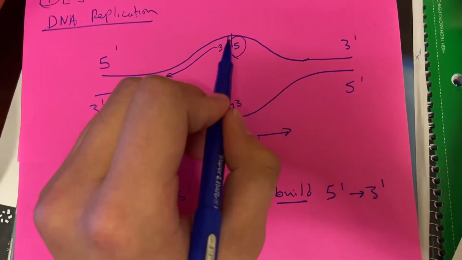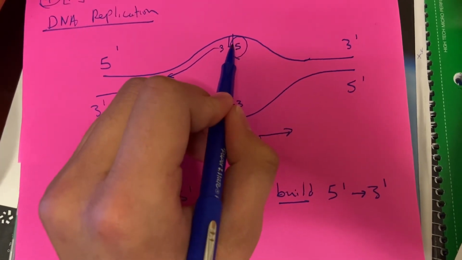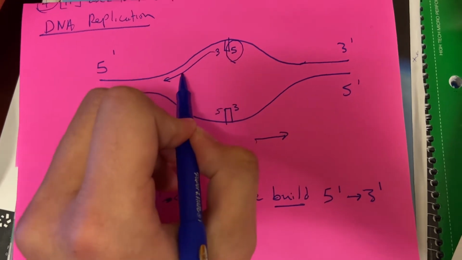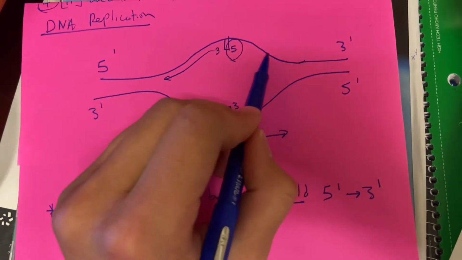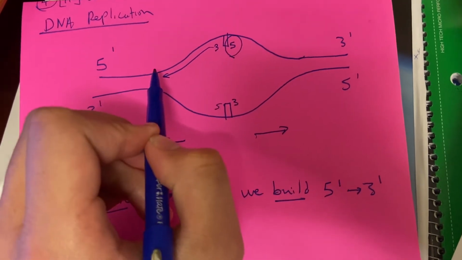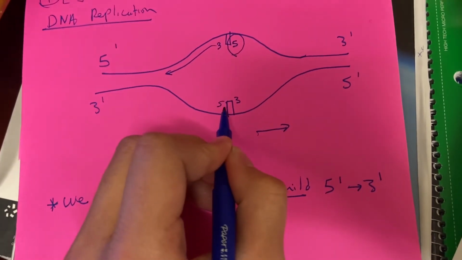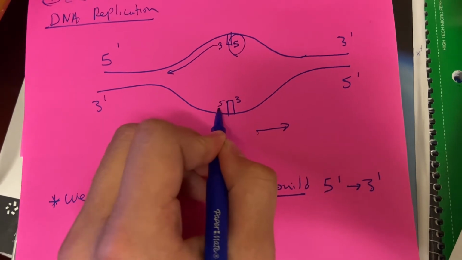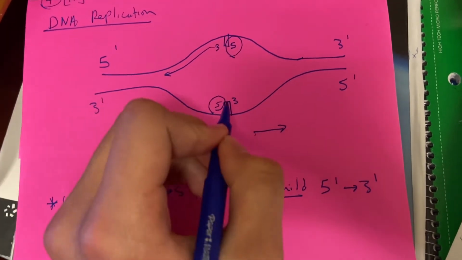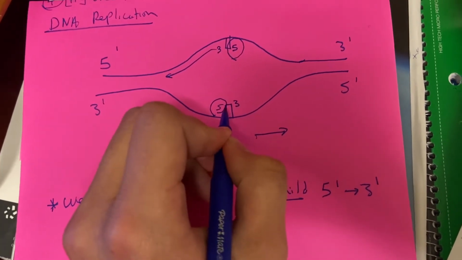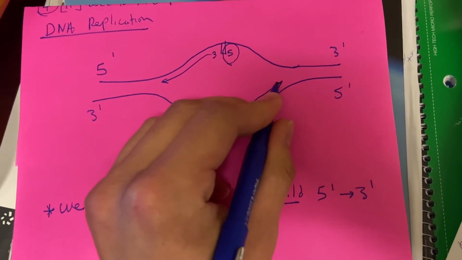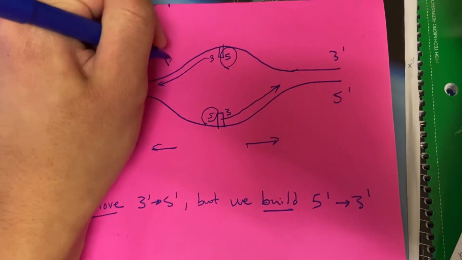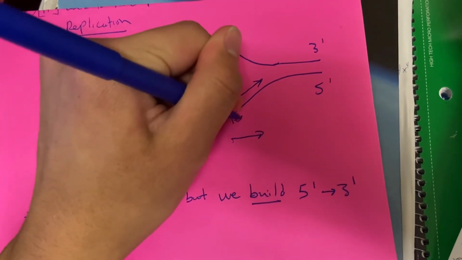But notice that as our new strand is growing from 5 to 3, with respect to our template strand up top, we're actually moving from 3 to 5. And the same scenario happens down here. We focus on this 5' of our new strand, and we go from 5 to 3 in this direction. These two strands are our leading strand.